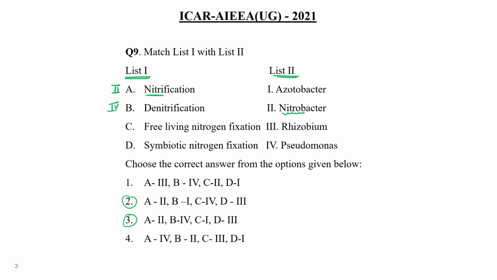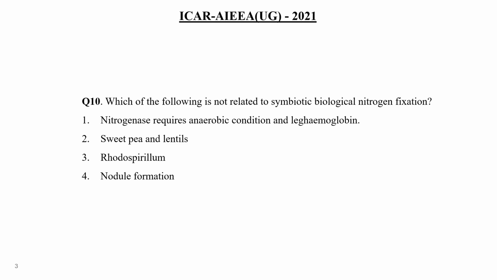Symbiotic nitrogen relationship, rhizobia. So 3, and free living is left, so Azotobacter. So A2, B4, C1 and D3. Choice number 3 would be the correct answer out of these choices 2 and 3. This is how we can solve these types of questions. Clear? Now, next question, that is question number 10.